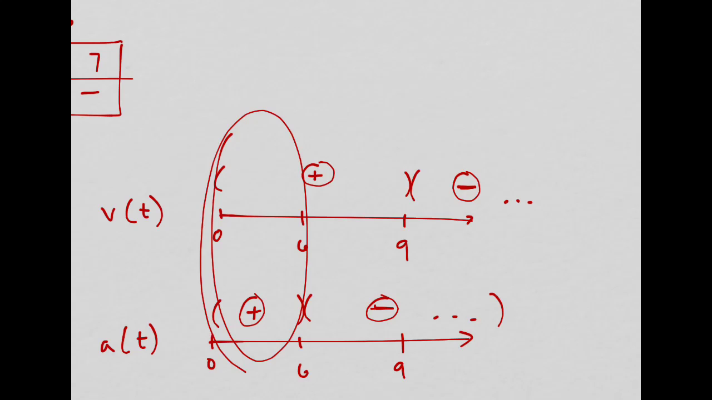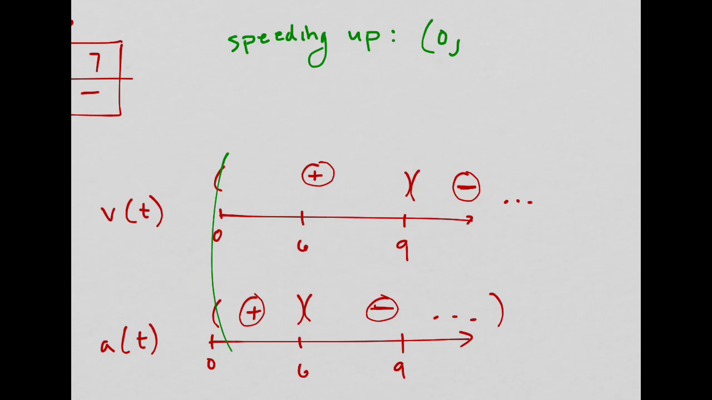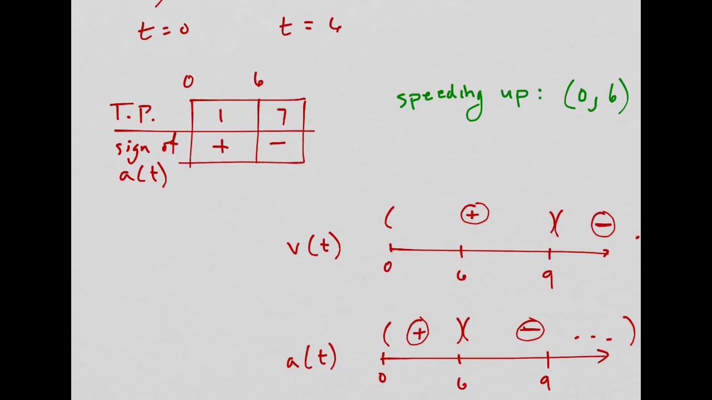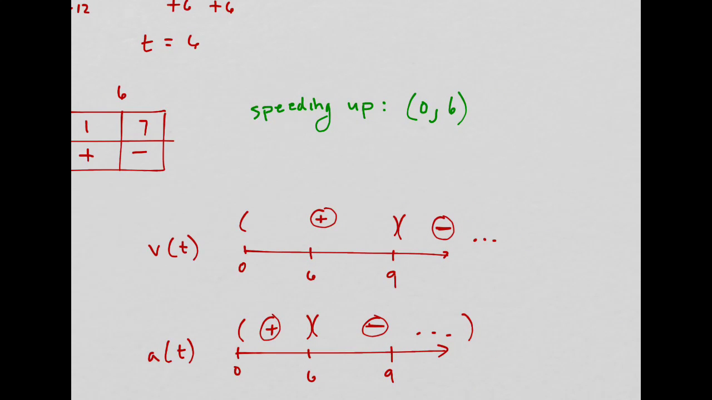And if you looked at your other notes, that means the particle is speeding up. And remember, they only overlap when they're both positive here. So it's speeding up from 0 to 6. We don't include 6 because at 6 it changes. It starts to slow down, right? Because from 6 to 9, that interval cuts us off. From 6 to 9 we have positive and negative. Well, that means we're slowing down.